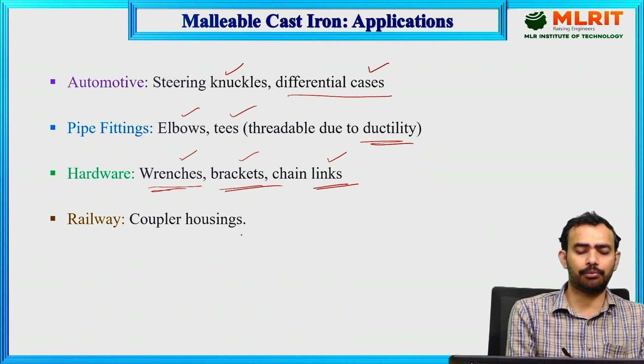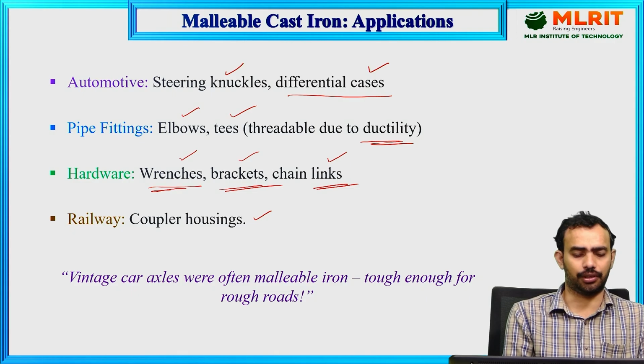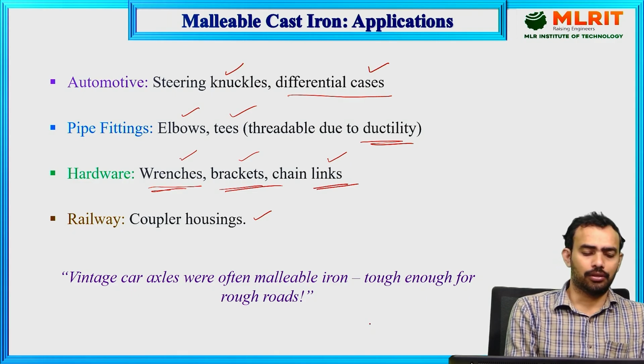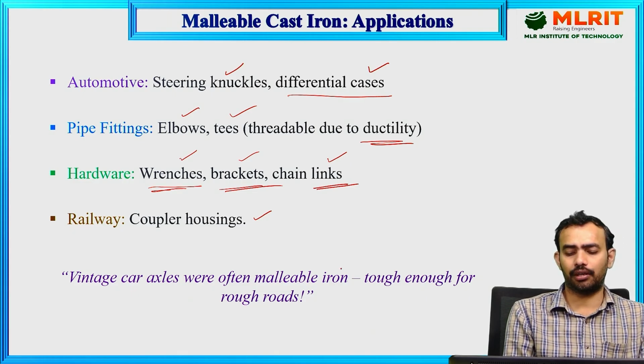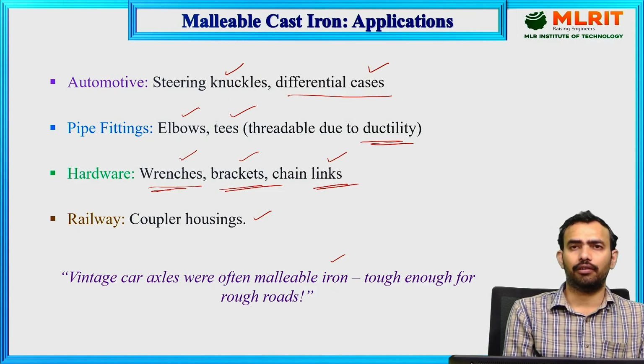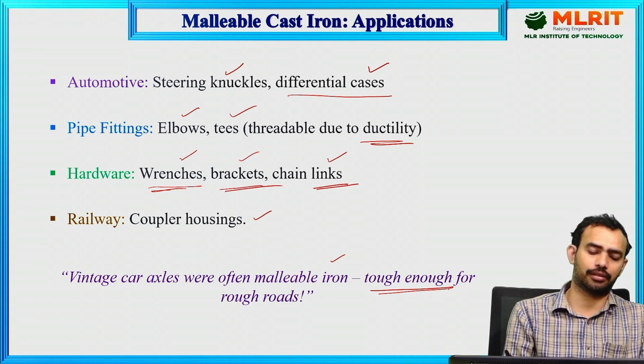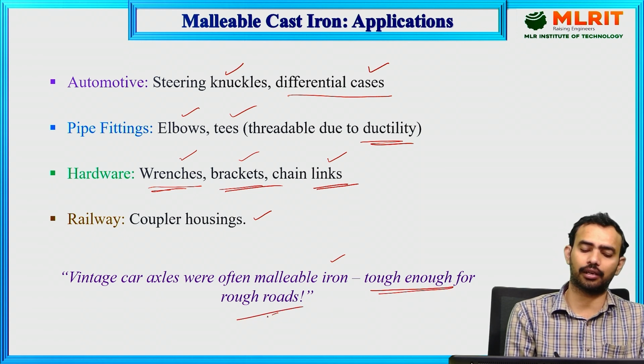In railway segments, coupler housings are also made out of malleable cast iron. Vintage car axles were often malleable iron. Our good old cars have axles made out of malleable cast iron, where they are tough enough for rough roads. They have their strength limitations, but they are tough enough to handle rough roads.